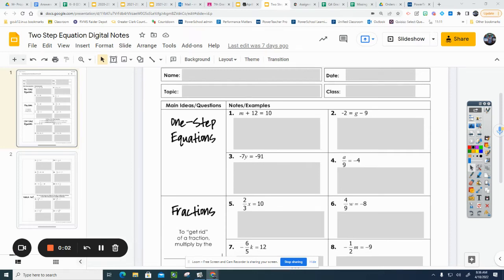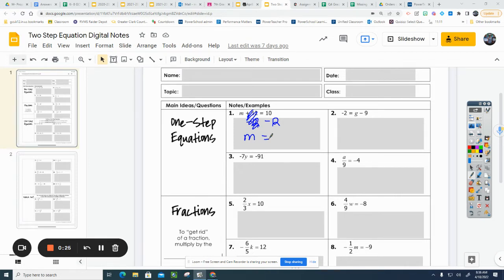We're starting with one-step equations. So this is m plus 12 equals 10. How do I move it to the other side? What do I use? Yes, subtraction. So I'm going to subtract 12 from both sides. You're left with m. Actually, it's subtract 12. So it's m equals 10 minus 12.